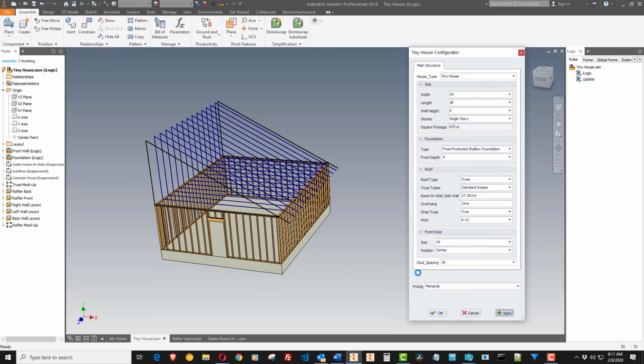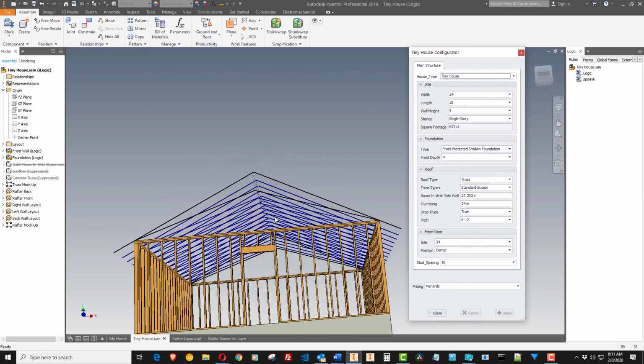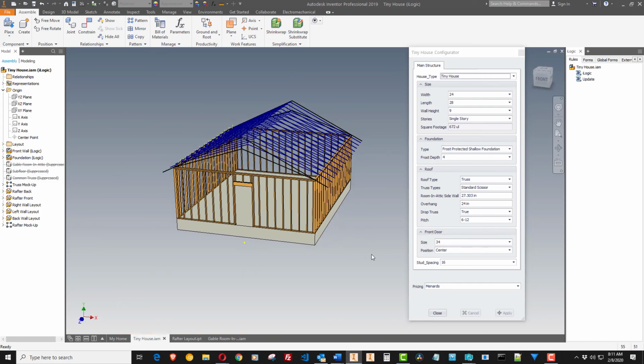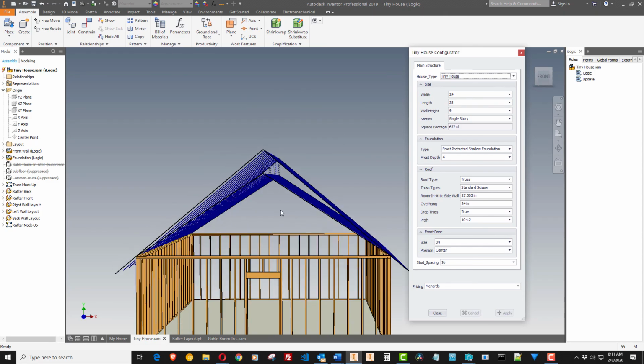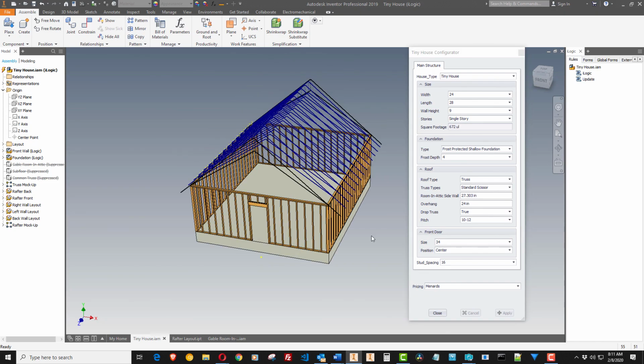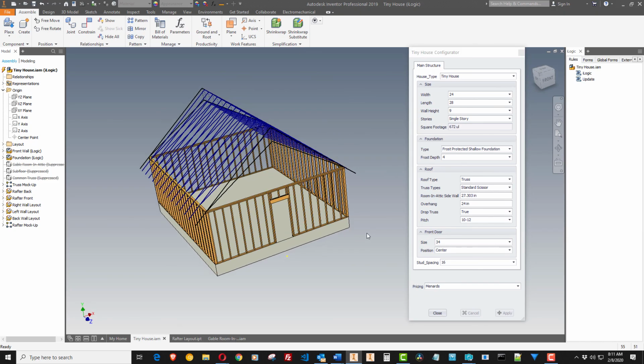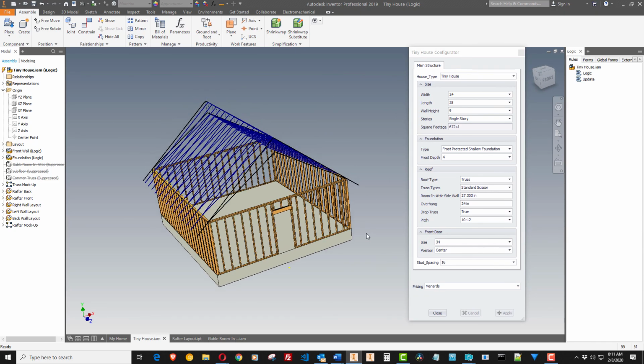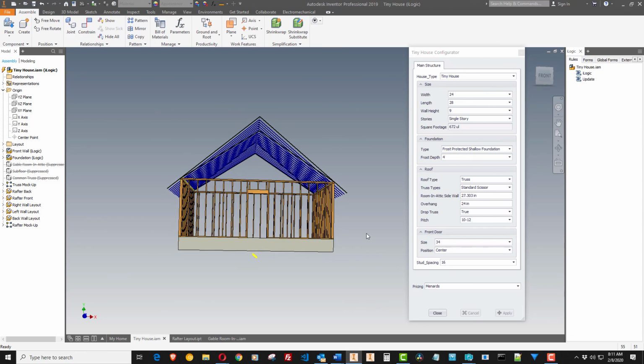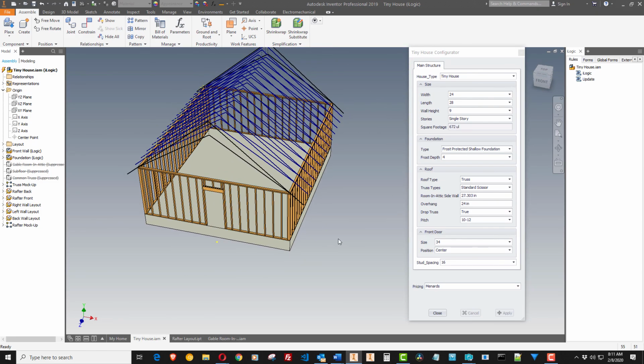And we've got the standard scissor, which gives you a cathedral ceiling. And again, that would want to be a higher pitch, like a 10-12 or even a 12-12. But when you have a cathedral ceiling like that, it's really energy inefficient, so you've got to deal with that. But that's not up to me.